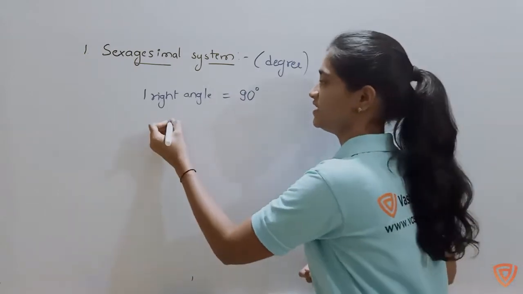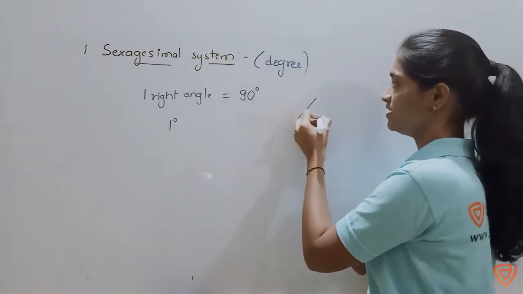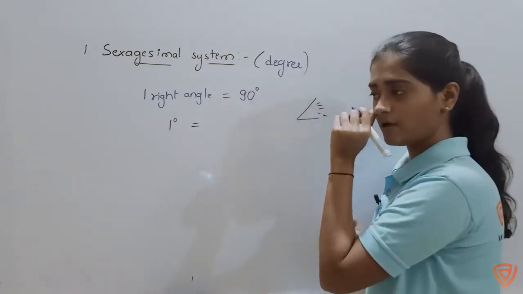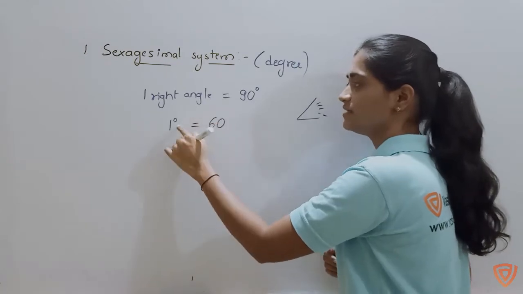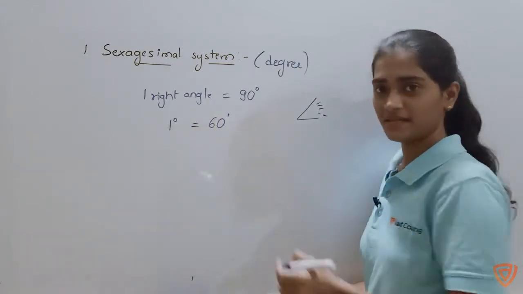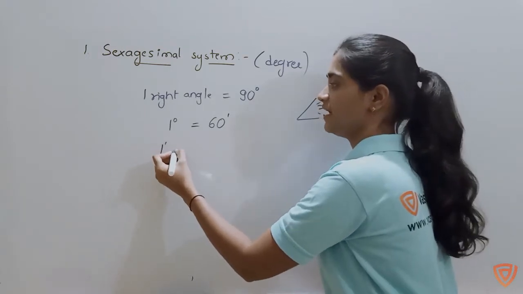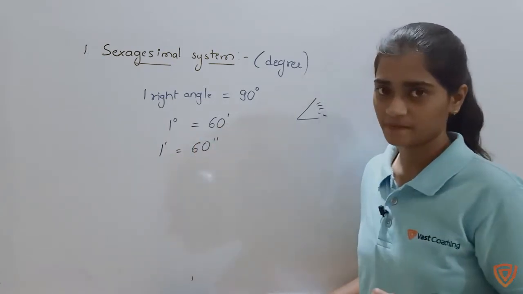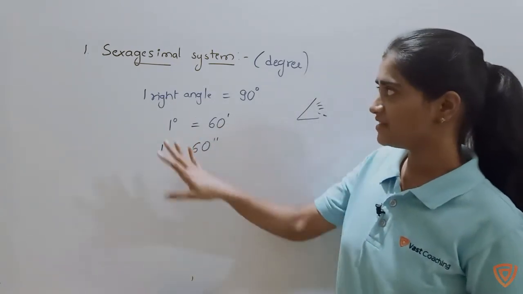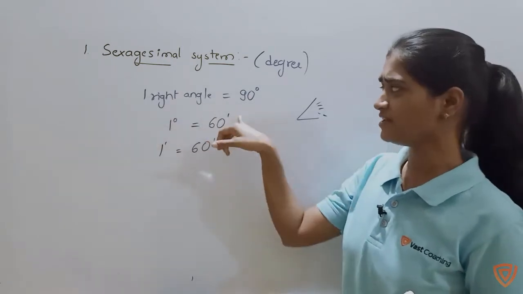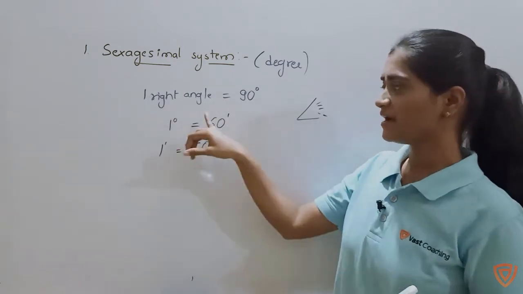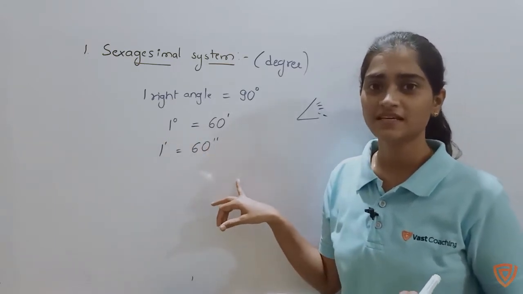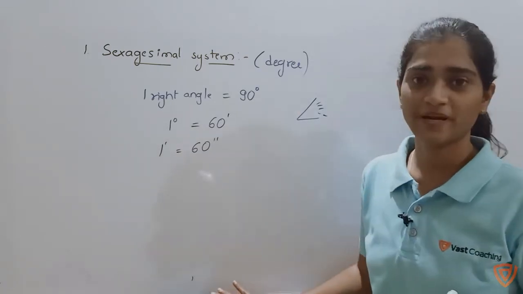And each degree is divided into 60 parts. Each part we call 1 minute. So 1 degree is nothing but 60 minutes. And each minute again is divided into 60 parts, that we call 60 seconds. So this is how we write in this system. Everything is in terms of 60, right? So one right angle is 90 degrees, 1 degree is 60 minutes and 1 minute is 60 seconds. So the unit of the measurement is degree.